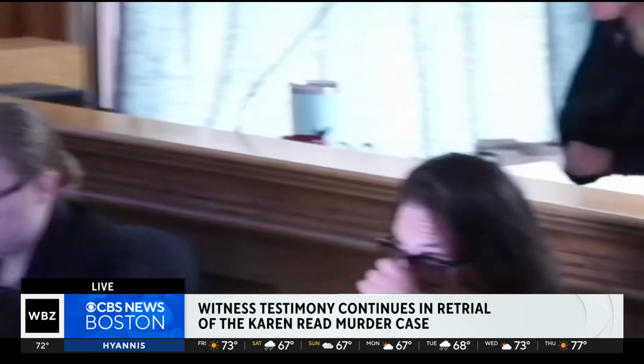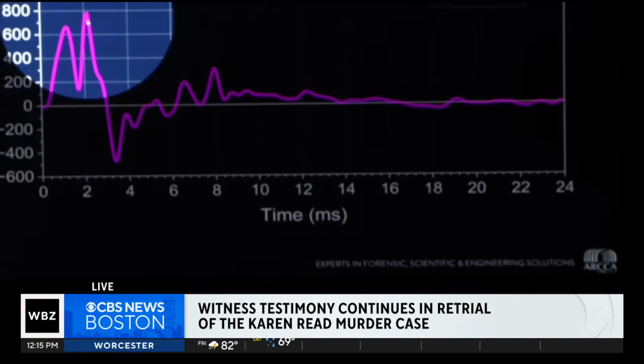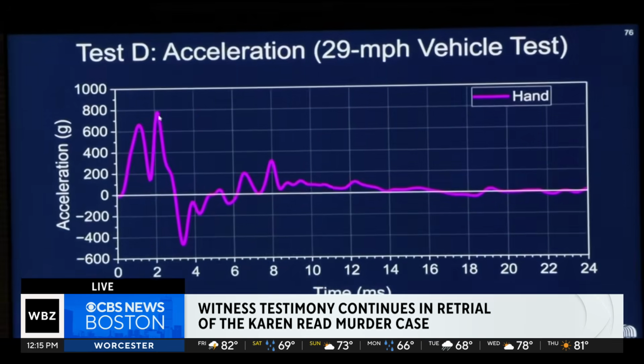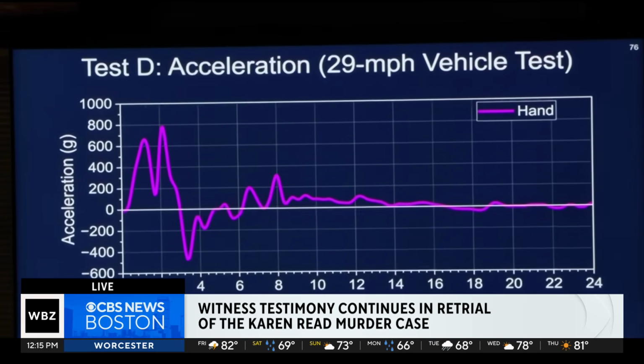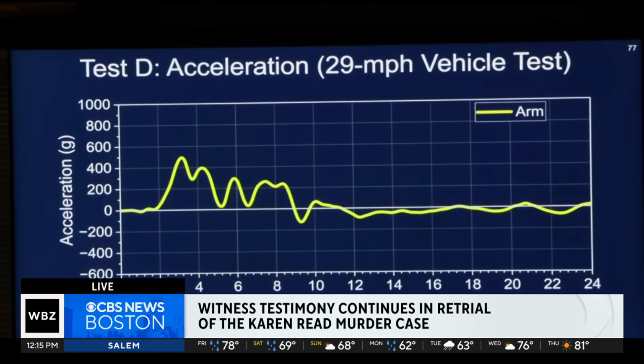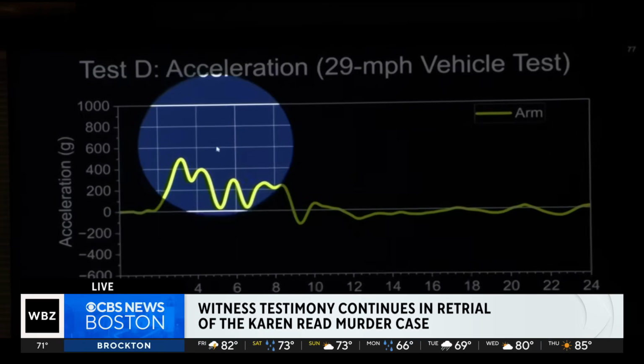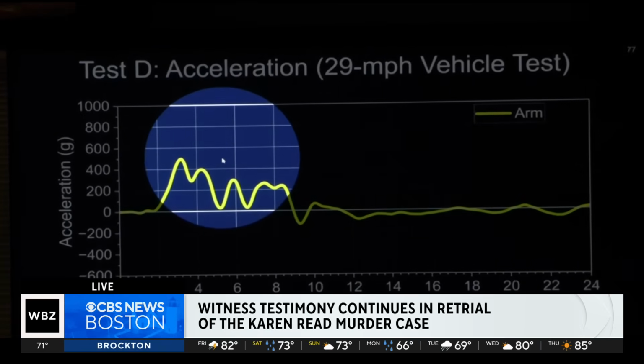Yes. Next slide, please. What is depicted in this graph? So this is looking at the acceleration of the hand in the 29 mile per hour impact test with peak accelerations close to 800 Gs at 2 milliseconds. Next slide, please. What are we looking at in this graph? This is the acceleration of the arm, reaching peak acceleration of about 500 Gs.